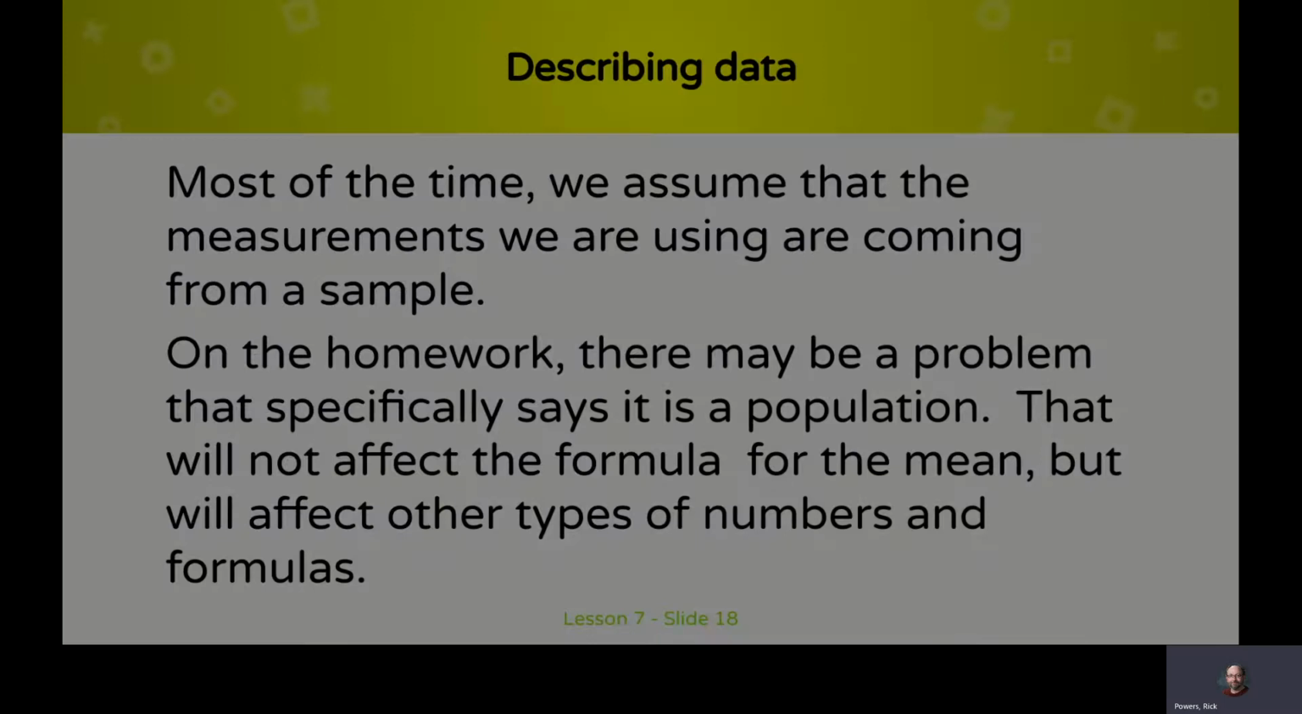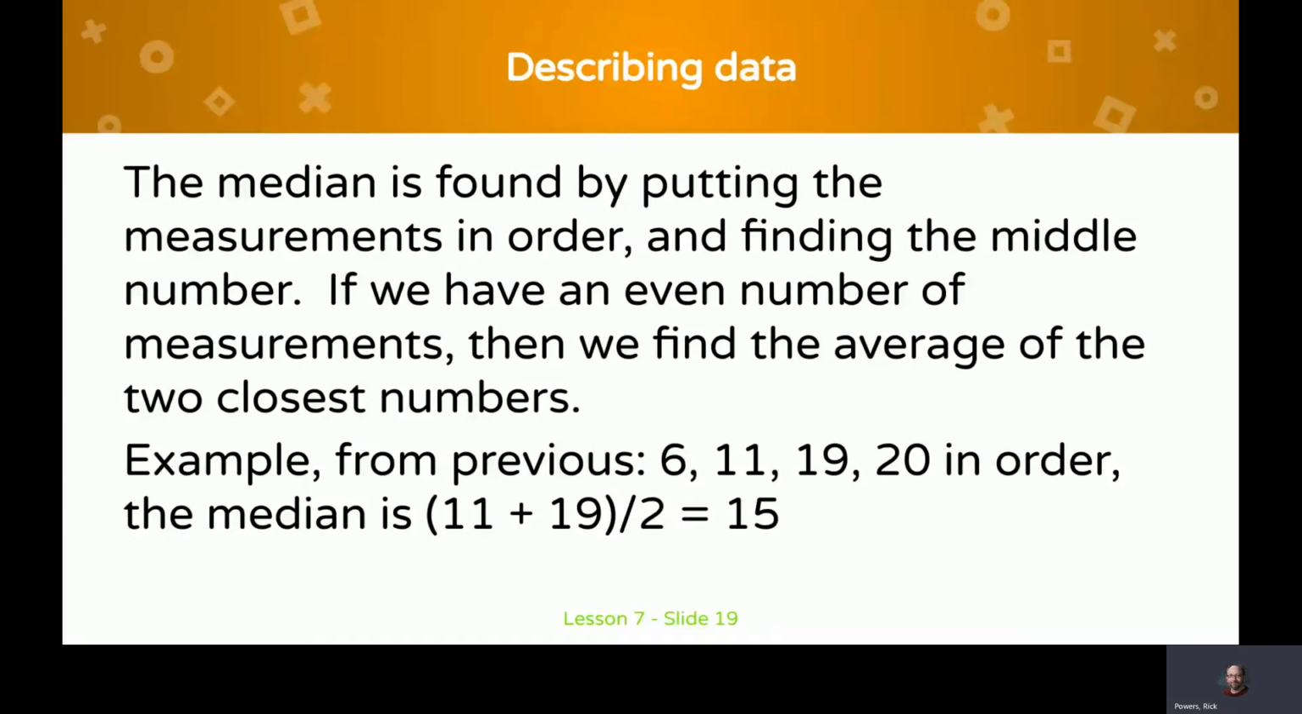The median, then, is found by putting the measurements in order and finding the middle number. If we have an even number of measurements, then we find the average of the two closest numbers. Example from the previous. 6, 11, 19, 20 in order. The median is (11 plus 19) divided by 2 equals 15.